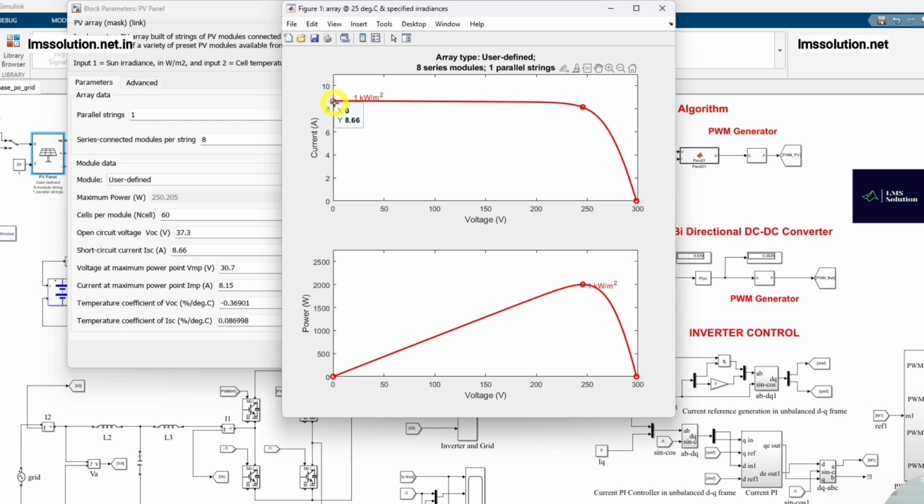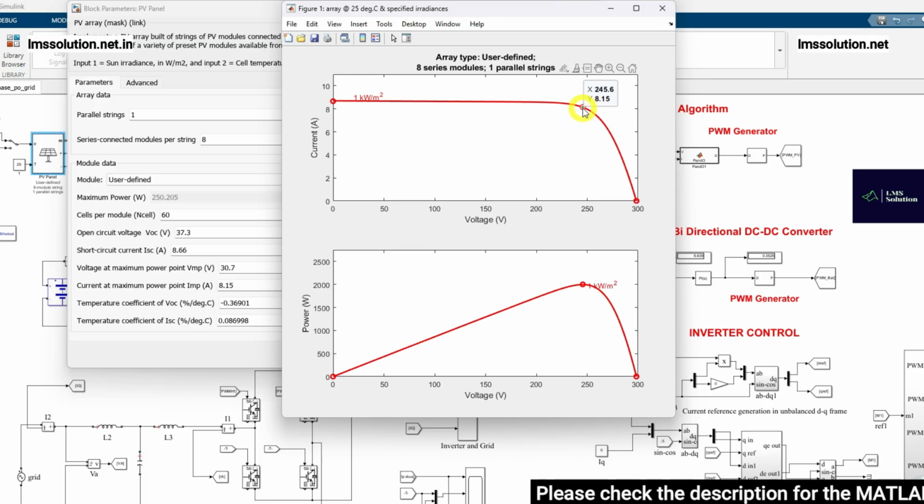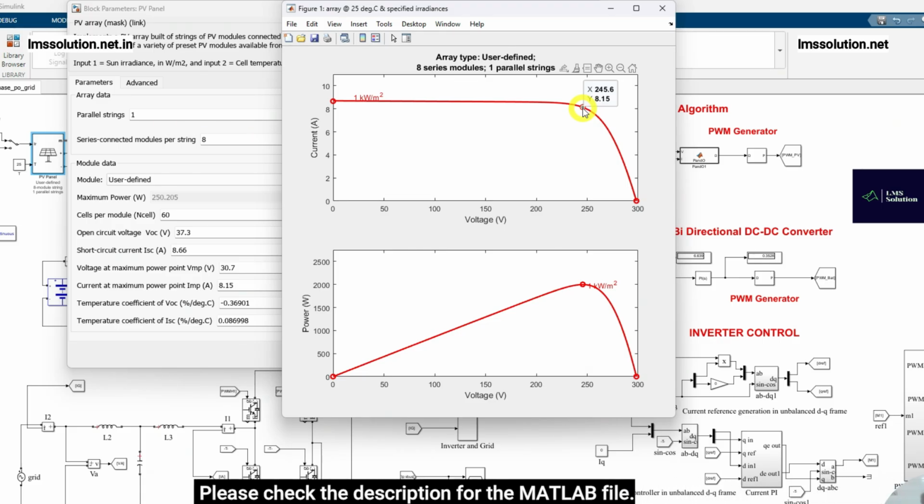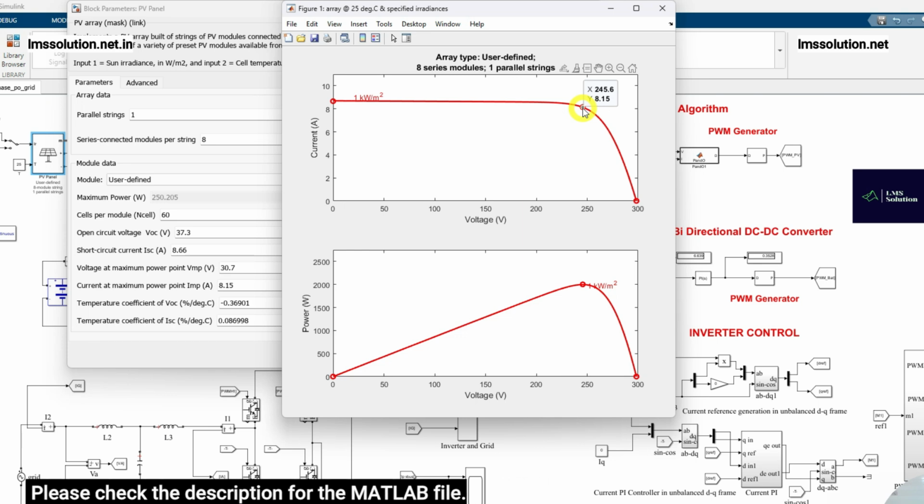So 8.66 amps, right? And this is the open circuit point, so the voltage will be 298.4 volts, and the current is also zero. Here is the peak point for the particular condition, 1000 watts per meter square. The power will be 2 kilowatts, the voltage is 245.6 volts, and the current is around 8.15 amps. So these are the different voltage and current settings for the different conditions: short circuit, open circuit, and peak power point.